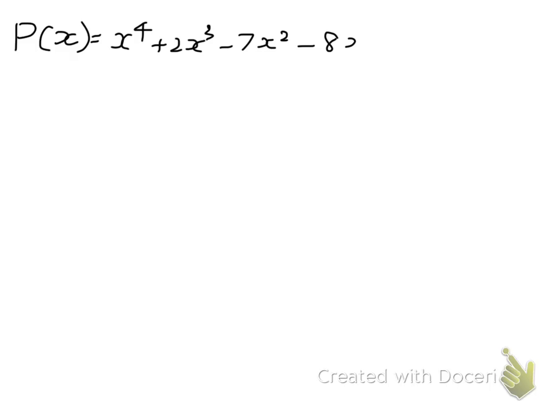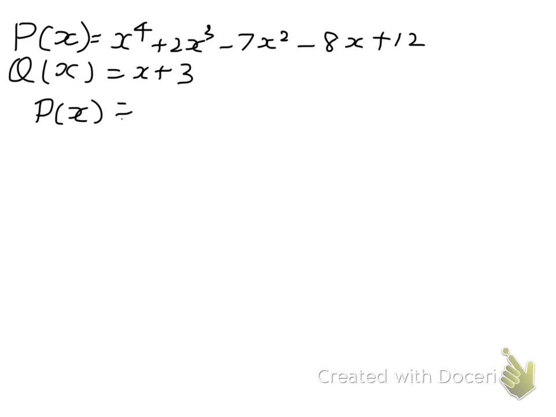So now let's say we're going to divide, let's say px is x to the power 4 plus 2x cubed minus 7x squared minus 8x plus 12, and then qx is x plus 3. Okay? So what we want to do is px divided by qx. Okay, short one, yeah?